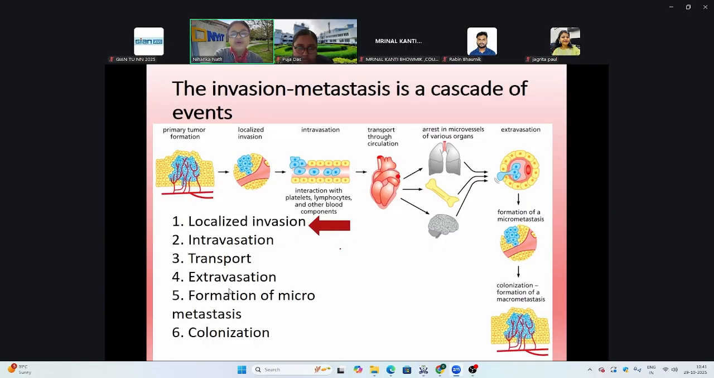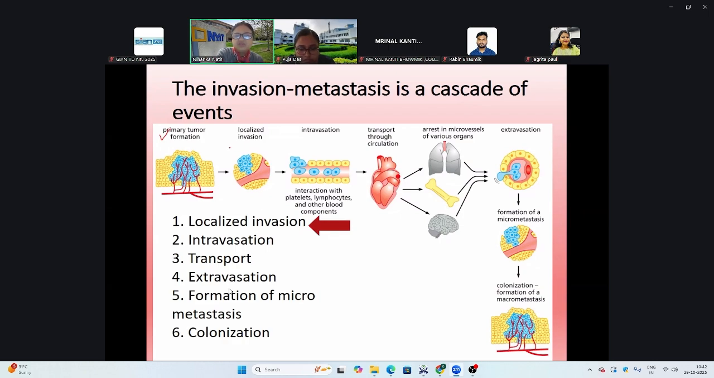Alrighty. So the first step, this is your first one here. We'll just go through this a little quickly. This is the one. So here's your primary, so now you know the word primary: your primary tumor formation. When we went through this, but now we'll look at it slightly differently. Localized invasion is step number one, and a lot of activities have to happen here before intravasation can occur.